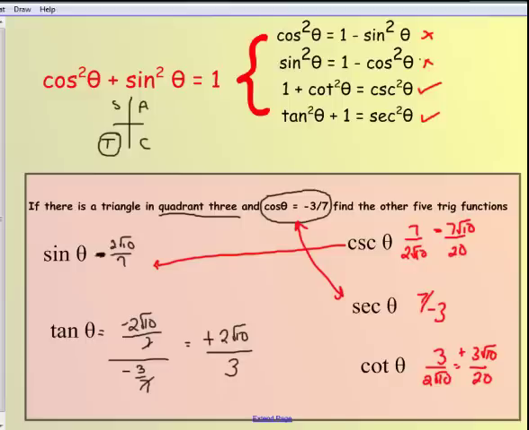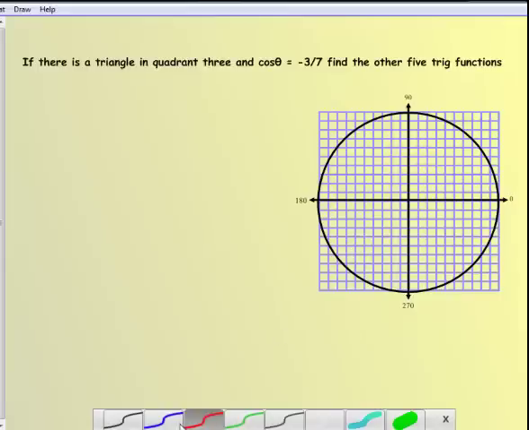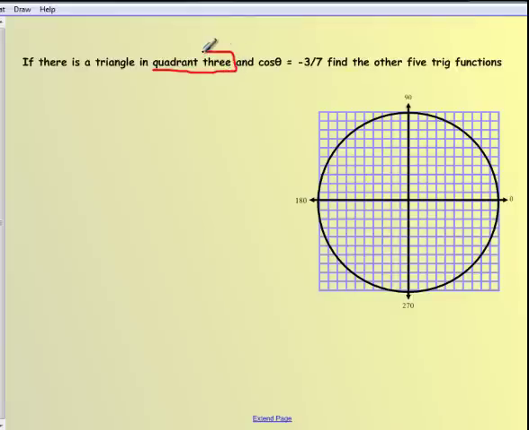Feel free, this is the same problem, feel free, if you don't like that, to always go back to your triangles. You can say, all right, I don't like those identities. I'm in quadrant 3, so I'm going to draw myself a triangle in quadrant 3. Quadrant 3, I move over, I move down, there's my triangle. The cosine of the angle, which is right there, is -3/7.